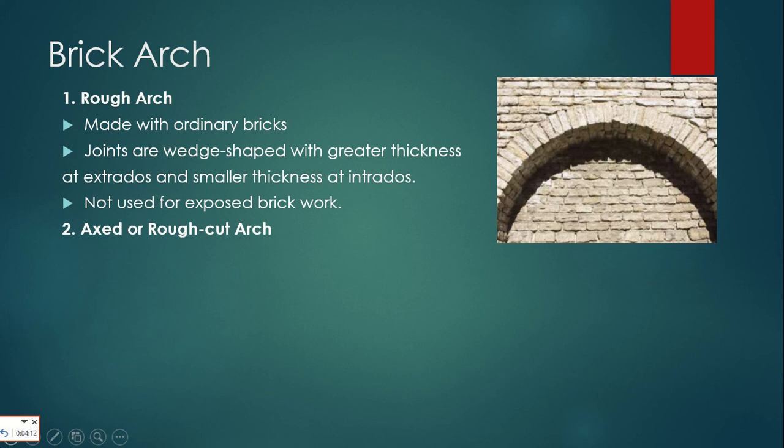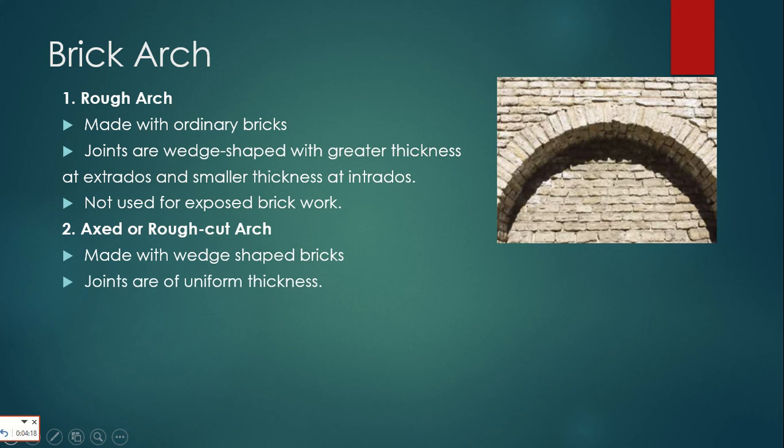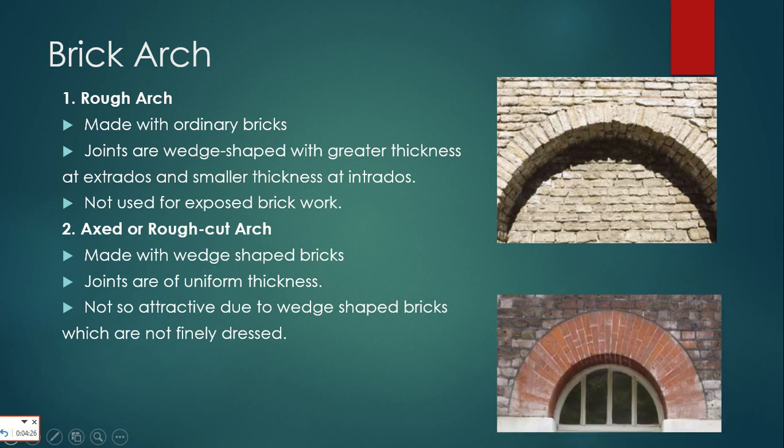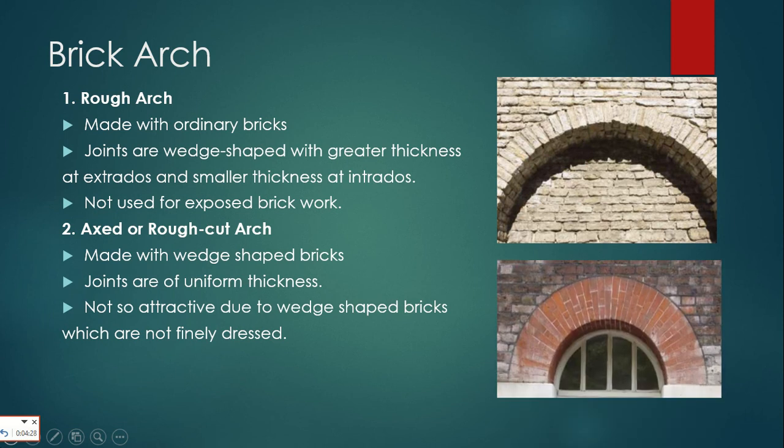Next is rough cut arch or axed arch. It is made with wedge shaped bricks. Joints are of uniform thickness. Not so attractive due to wedge shaped bricks which are not finely dressed. So this is the arch which is known as rough cut arch.